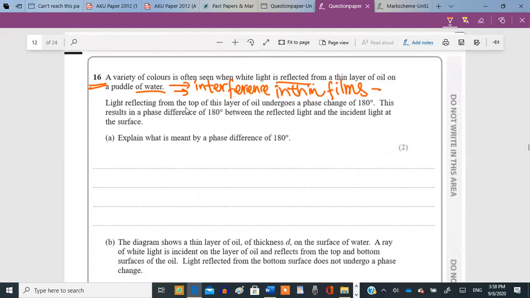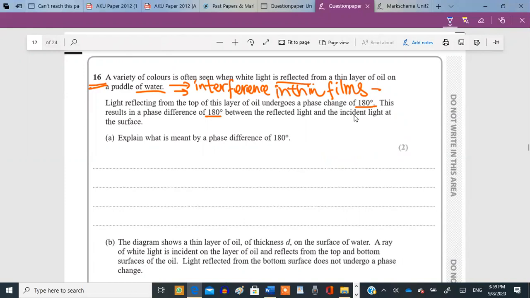Now, light reflecting from the top of this layer of oil undergoes a phase change of 180 degrees. This results in a phase difference of 180 degrees. A phase shift of 180 degrees actually means that the light ray was coming straight, and as soon as it gets reflected, its shape becomes a reflection of its original self. Something like this. So now it has shifted by 180 degrees. This is what the 180 degree shift actually means. And now these two waves are out of phase and they might form a stationary wave as well.